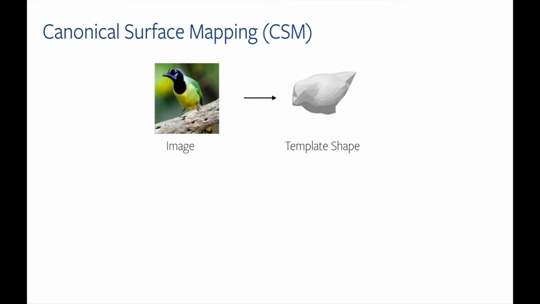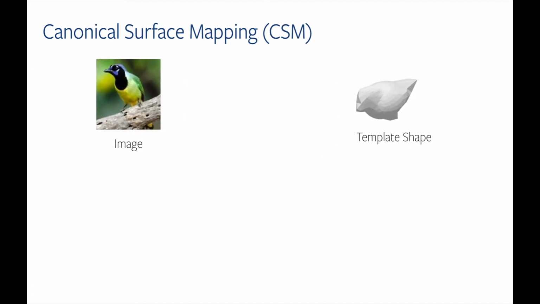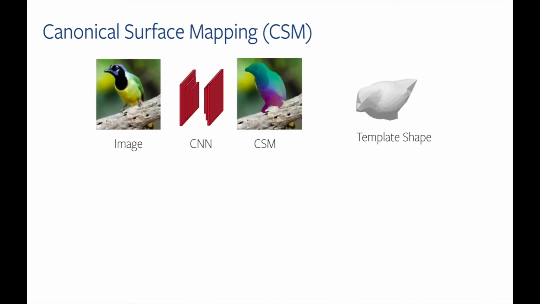Formally, we tackle the task of canonical surface mapping, where our goal is to learn mapping from image pixels to a template 3D shape. That is, given any pixel, we aim to infer the corresponding 3D point on the template shape. We do so by learning a CNN that takes as input this image and outputs a per pixel canonical surface map that indicates the corresponding point for each pixel on the template shape. As an illustration, we show the coloring of the template shape and note that similar colors imply that we have inferred correspondence between the 2D image and the template 3D shape.